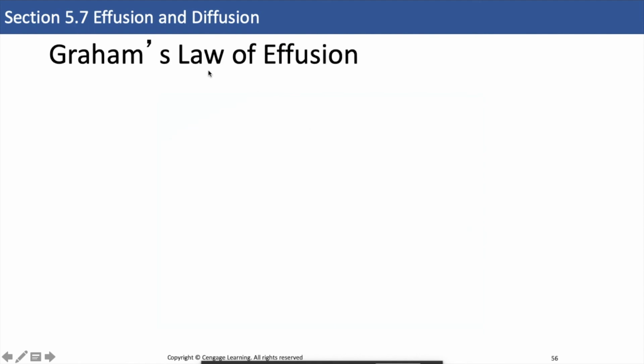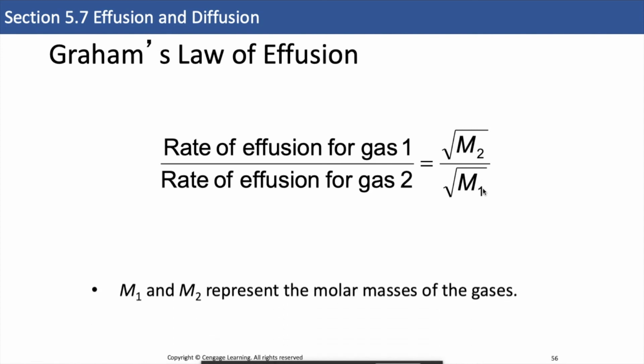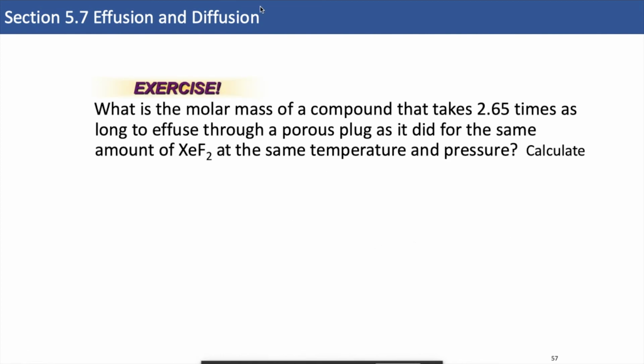So let's talk about Graham's law. Graham's law of effusion is an interesting law. It's that the rate of effusion, so how fast a gas moves, is in some way proportional to this. So if we are comparing two gases and how fast they are escaping, the rate of effusion of gas 1 divided by the rate of effusion of gas 2 is equal to the square root of the molar mass of gas 2 divided by the square root of the molar mass of gas 1. So like it says, M1 and M2 represent the molar masses of your gases. So now let's use Graham's law of effusion in order to solve this type of problem.